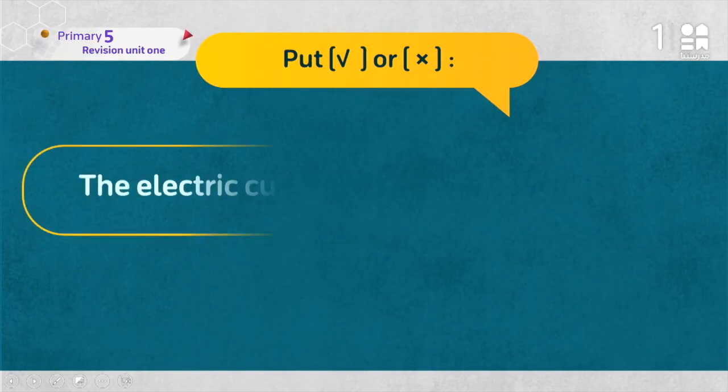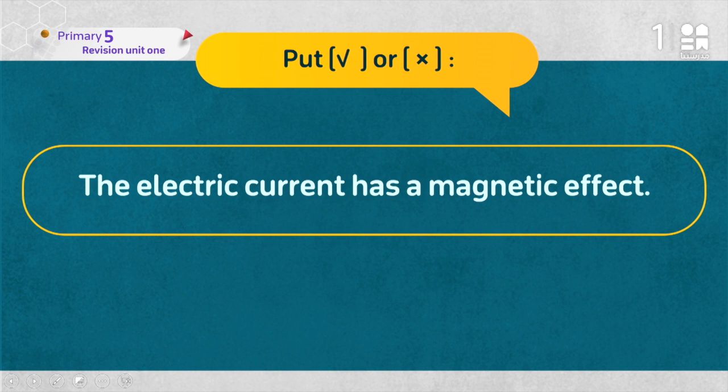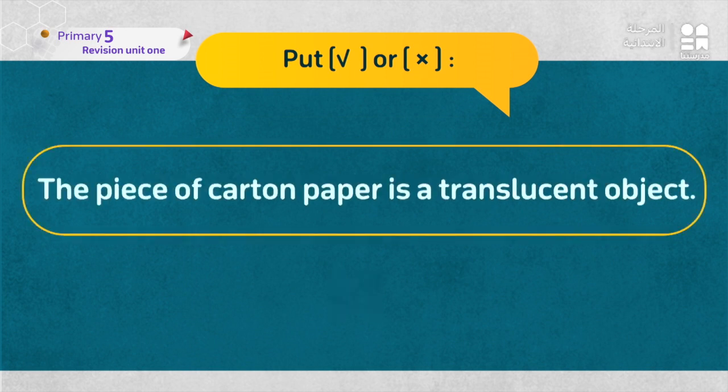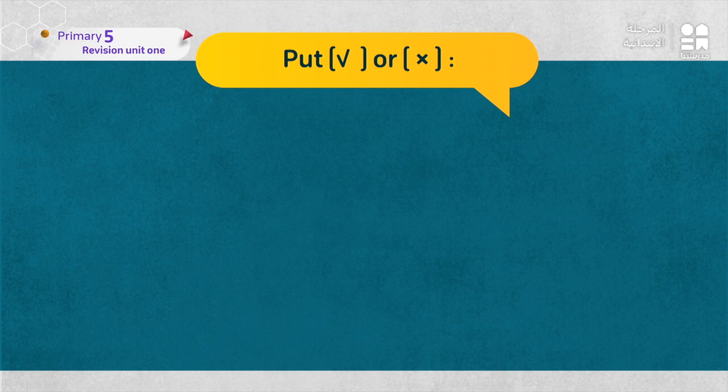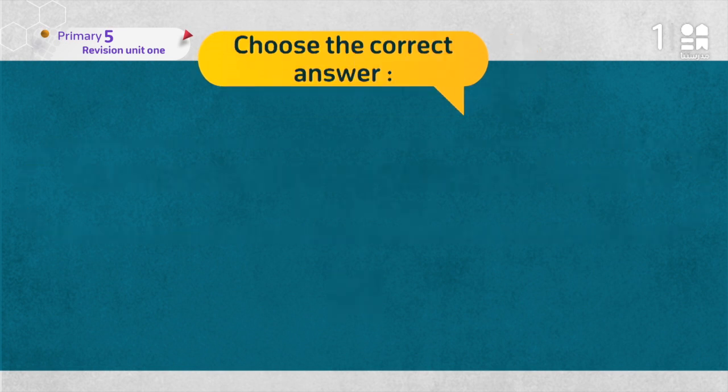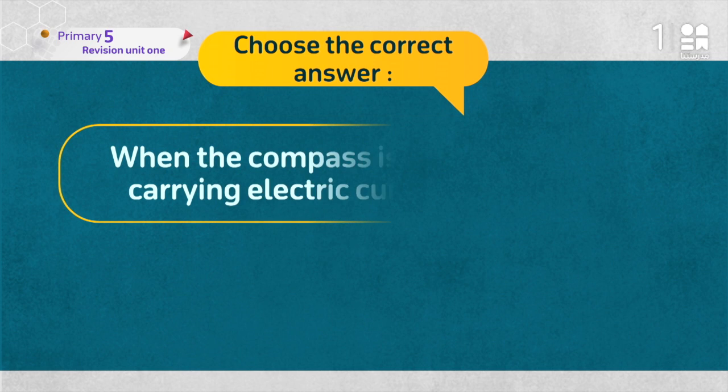تمام. Now put right or wrong. The electric current has a magnetic effect? Yes. Okay. طيب question number 2. The piece of carton paper is a translucent object? No, it's an opaque object. تمام. طيب the magnetic field can be observed by using iron fillings? Yes.